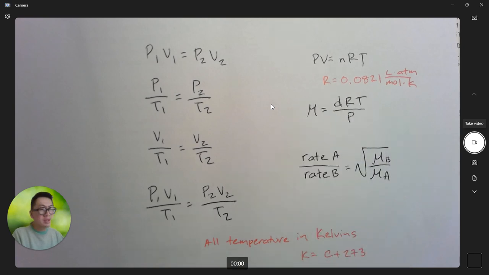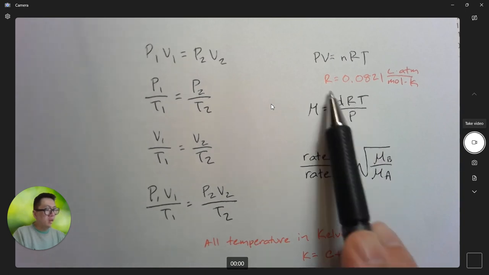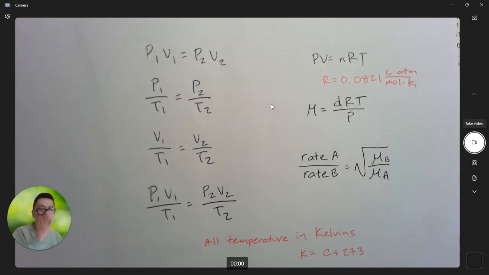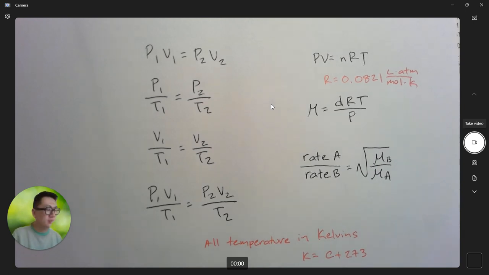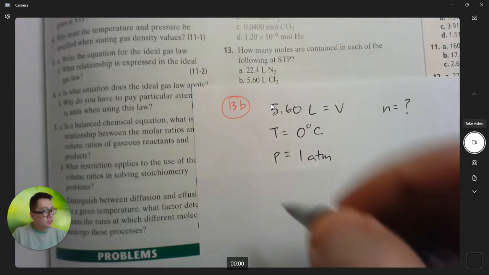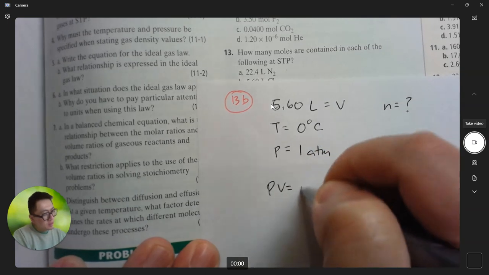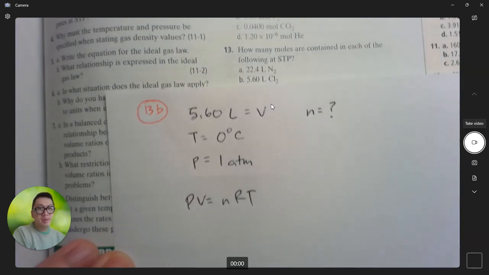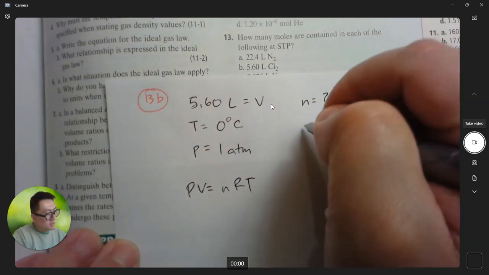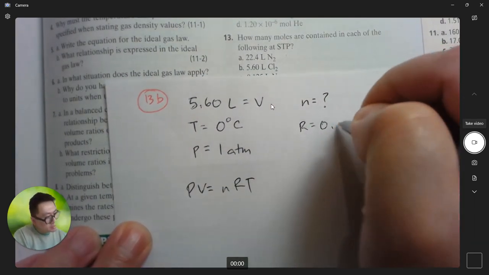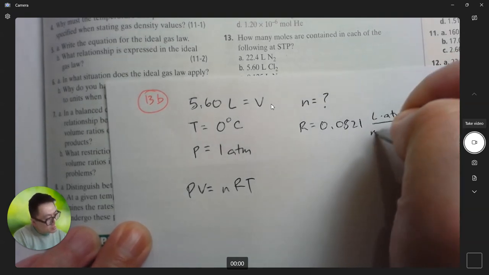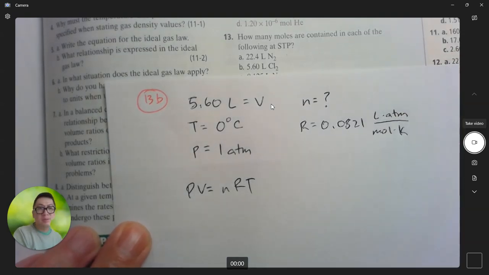We're going to use the ideal gas law, PV equals nRT, where R, by the way, will be given to you, is 0.0821 liters atmospheres per mole Kelvin. So let me write the equation down. PV equals nRT is the equation we're going to use, and you'll be given R equal to 0.0821 liters atmospheres per mole Kelvin.